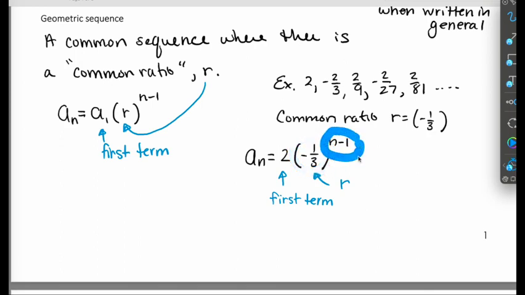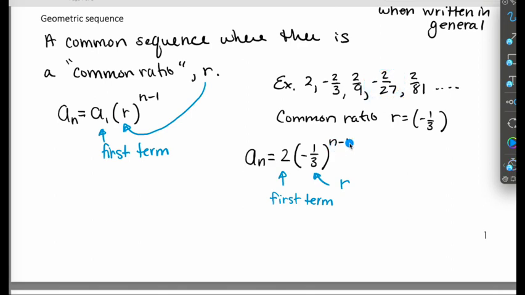And then I raise it to the power of n minus 1. So let's check it. Let's say I wanted to see if I get -2/27 for my fourth term. Here is term 1, 2, 3, 4. That means I'm going to plug in 4. Since I'm looking for my fourth term, I'm going to plug in 4 for n.